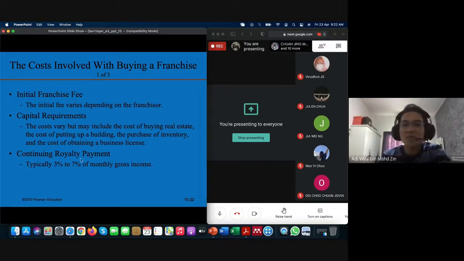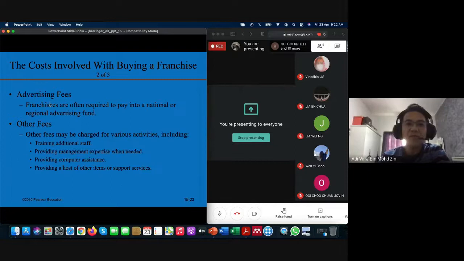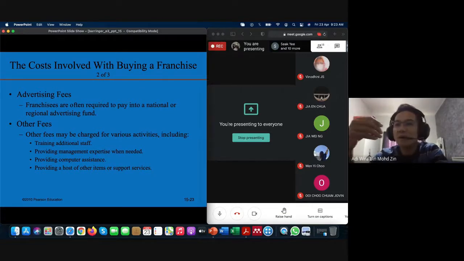And of course the royalty payment. This is common, royalty payment 3 to 7%, but again it depends on the agreement between you and your franchisor as well. And of course the advertising fee, so you need to pay maybe yearly or monthly. So that's why the largest companies like KFC, McDonald's, Pizza Hut, for instance, can make a lot of advertisement. You can see KFC, McDonald's, every month they will have a new advertisement, if you notice that.